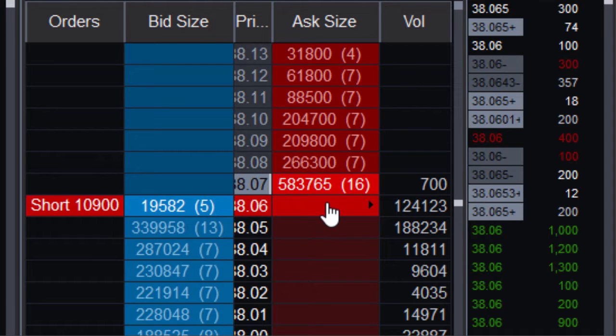What you'll see is that there's a bid of 19,582 shares. There's an offer of 583,765 shares. So relatively speaking, the bid is obviously very weak compared to the offer. Here's where you have to understand that spoofing happens and market makers and bigger players play games with bids and offers and the way they trade in an attempt to kind of influence price.